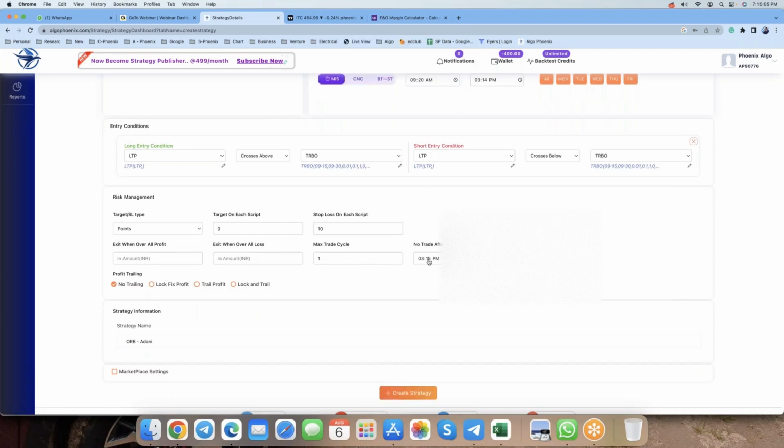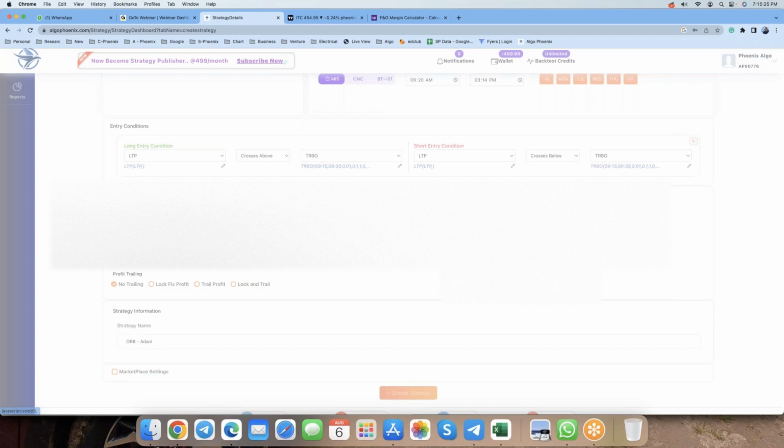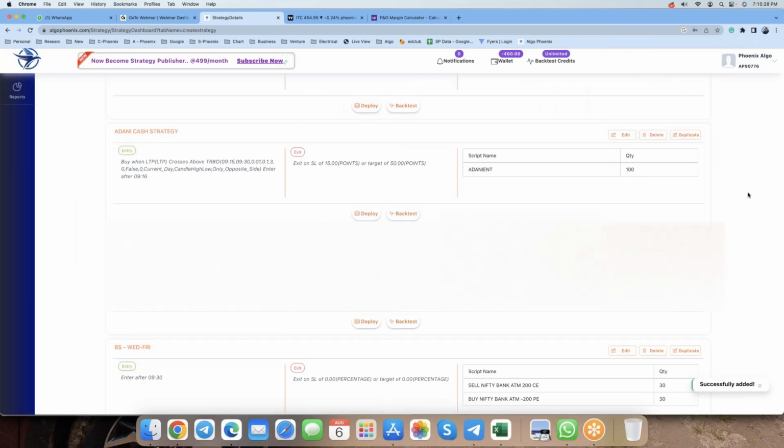Okay, the square off time, no trade should happen after 10:30 a.m., or even 11:30 a.m. The range will happen between 9:15 and 9:30. If till 10:30 no signal comes, then don't trade that particular day. I don't want any trade to happen. You can keep it as 11:30 also. And create strategy. Now the strategy has been created.